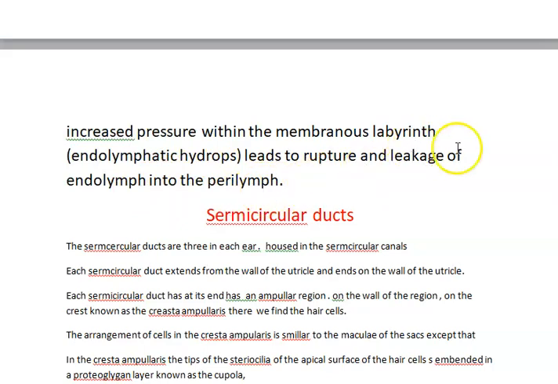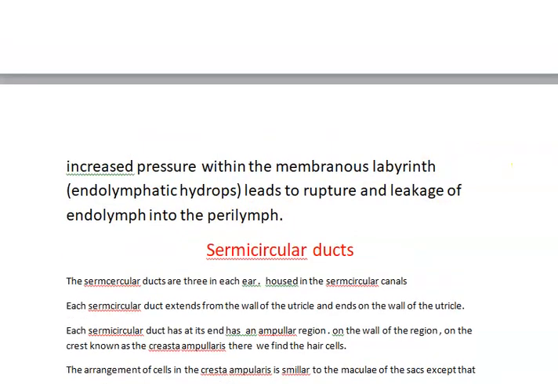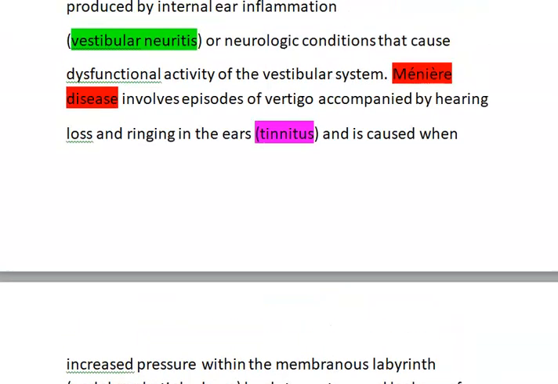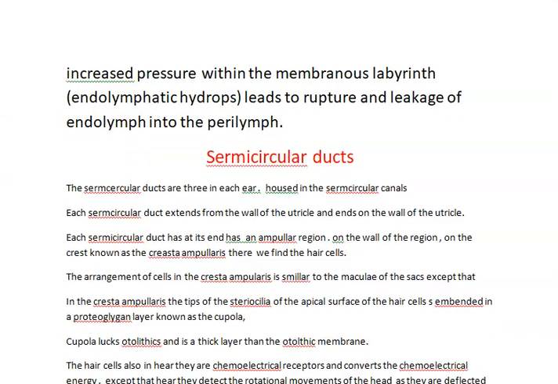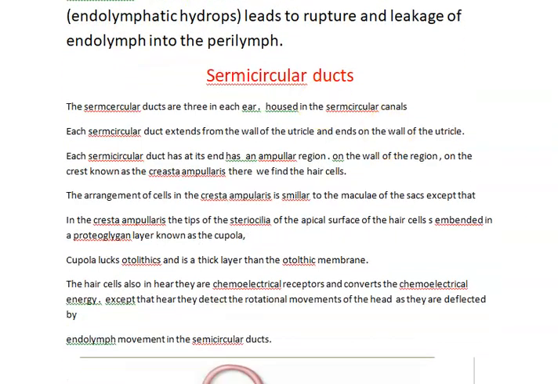So these are some medical applications that we can apply to the knowledge that we have acquired so far. Join me in the next one, when we will learn about the semicircular ducts. See you.